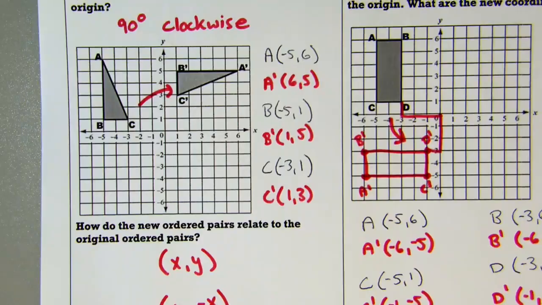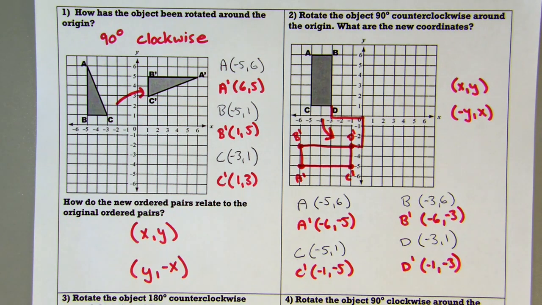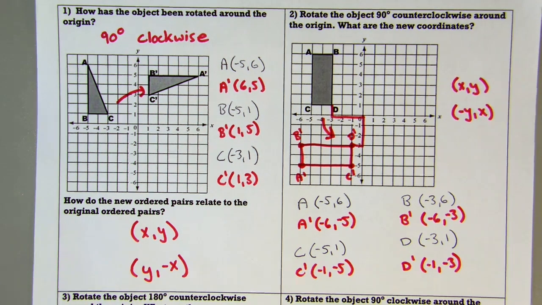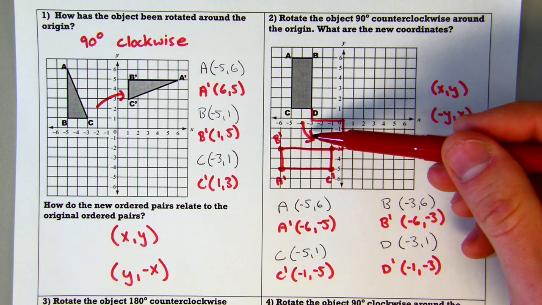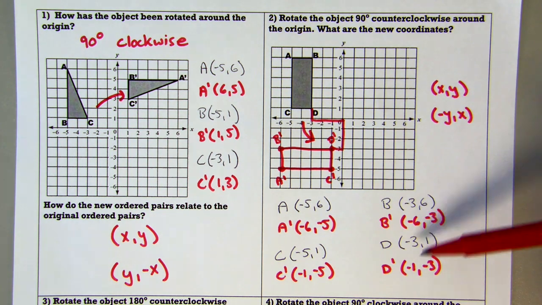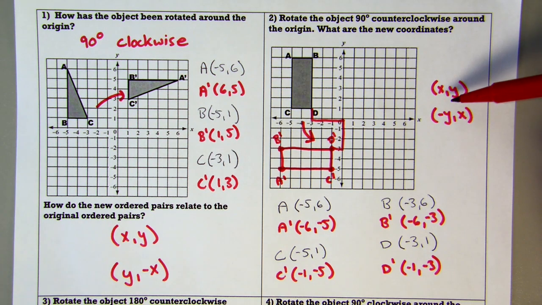Let's take a look at how we did here. Our first one, how has the object been rotated around the origin? We should have said 90 degrees, and you should have had x turns to negative x in the y spot, and my y slides over to my x. So you should have gotten a new ordered pair of y, negative x. Number 2, you have to rotate the object 90 degrees counterclockwise around the origin. What are the new coordinates? Notice how I bring it counterclockwise right here. Make sure you write all of your prime coordinates, and you should have figured out that your new ordered pair instead of x, y should be negative y, x.